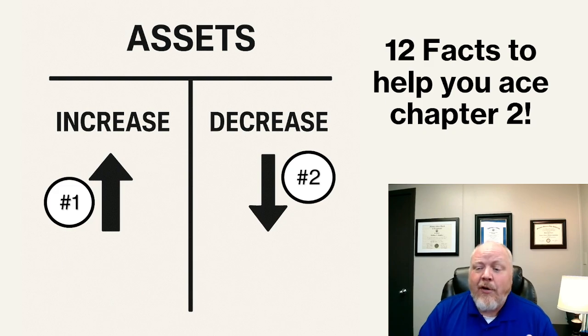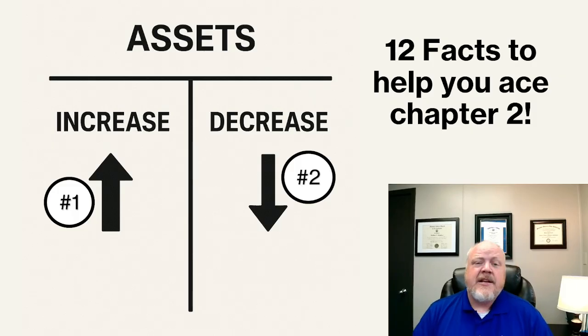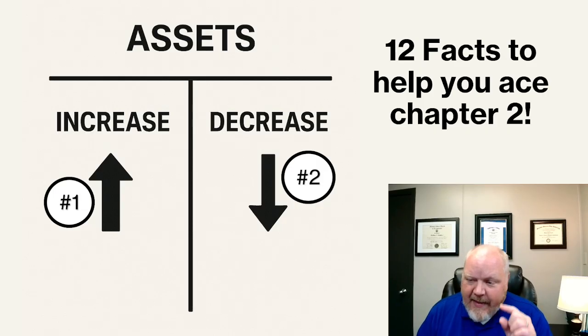Likewise, for an asset, number 2 fact you have to remember is that assets decrease with a credit. So when we spend cash, that is a credit to cash. That's a little counterintuitive, but that's important to remember. That's facts 1 and 2.